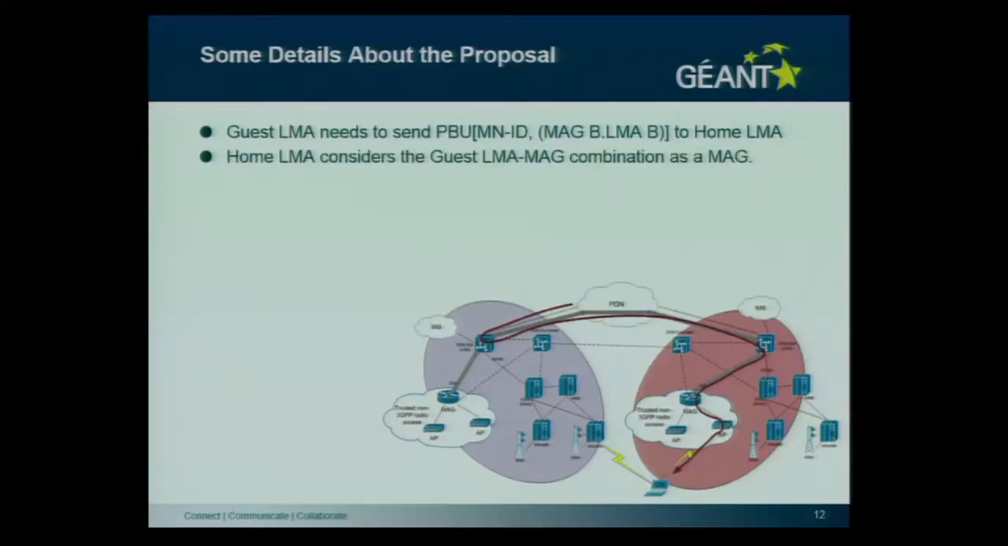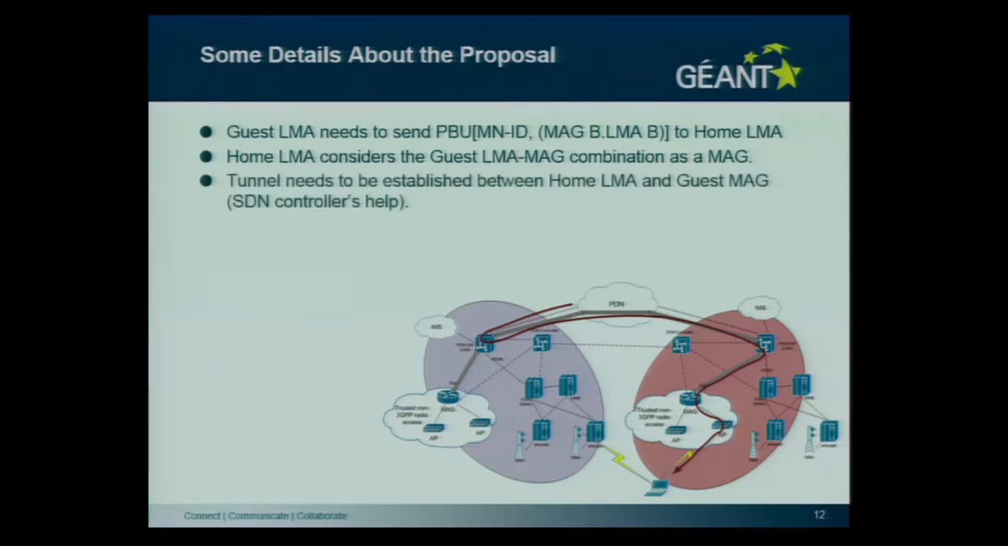Well, some details about this. First of all, we'll have a guest LMA. It needs to send this kind of message to the home LMA. So the whole branch here will be considered as a giant or super MAG to this LMA here. And the home LMA will consider this branch as a super MAG. And we need to have a tunnel established between these two domains with the assistance of the SDN controllers.